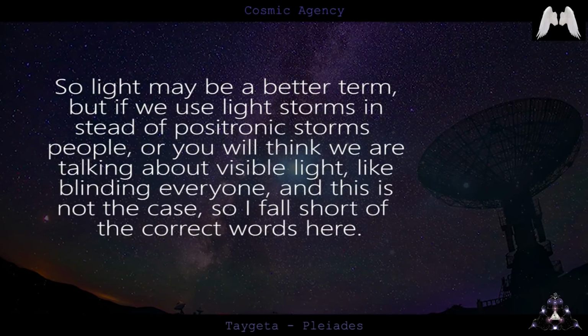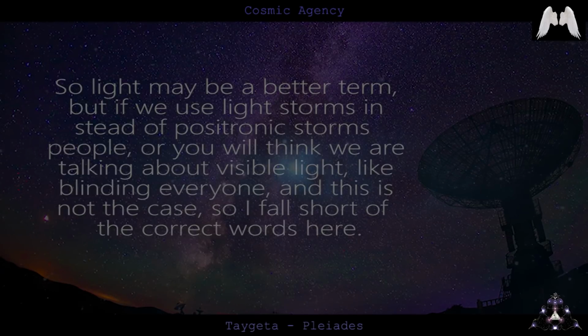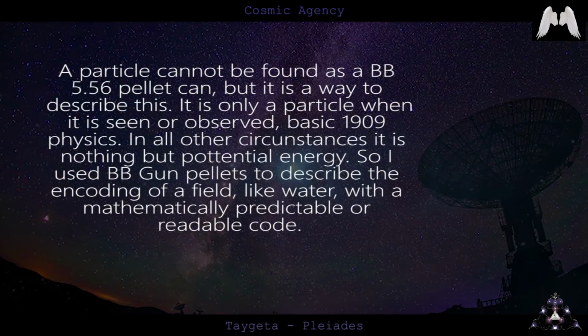So, light might be a better term, but if we use light storms instead of positronic storms, people or you will think we're talking about visible light, like blinding everyone, and this is not the case. So I fall short of the correct words here. A particle cannot be found as a BB pellet can, but it is a way to describe this. It is only a particle when it is seen or observed. Basic 1909 physics. In all other circumstances, it is nothing but potential energy.